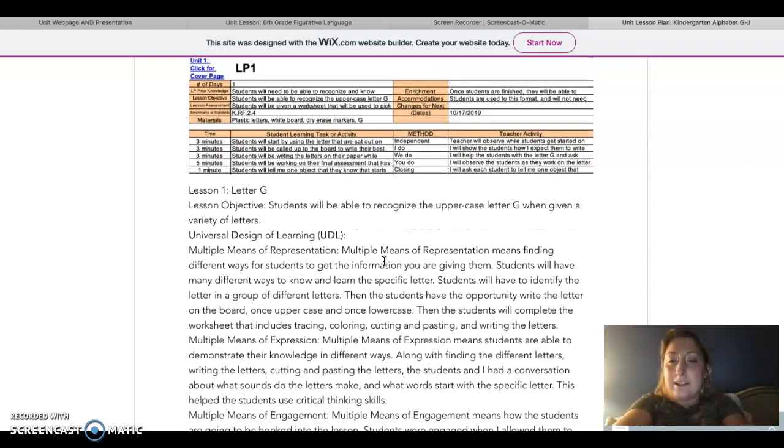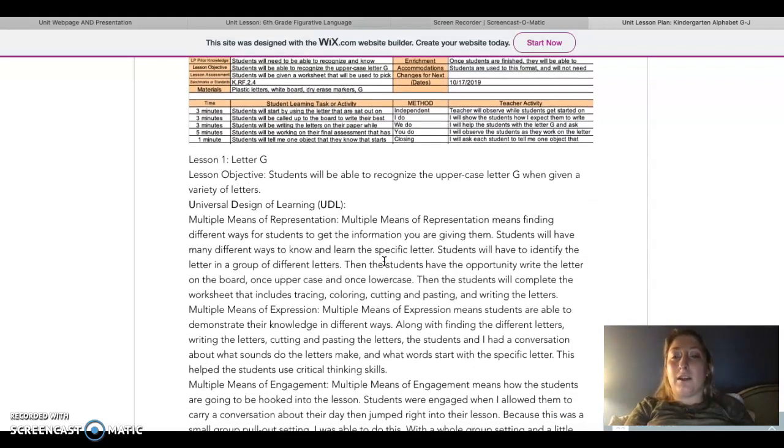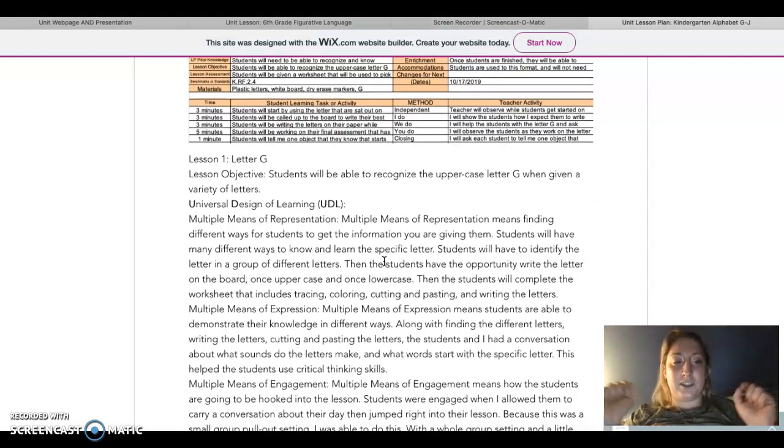So for my lesson objectives, students will be able to recognize the uppercase letter G when given a variety of letters. Going into teaching this unit, and after I turned it in, I did realize that the students did know the lowercase, but the teacher was really focusing on uppercase because a lot of them had issues with writing it and identifying it. But when I started getting into lowercase, the students were able to recognize it, and they did do well with it. It was just separate from combining all the letters.